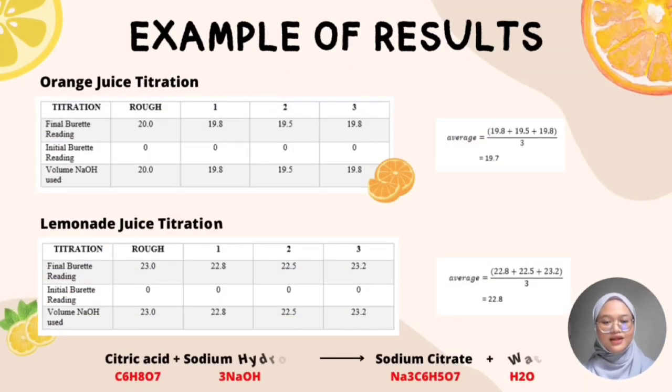And this is the example of results for orange juice titration and lemonade juice titration. The data show for the raw orange juice titration, we got the final burette reading and volume of sodium hydroxide used is 20 ml. For the first actual experiment, we got 90.8 ml for the final burette reading and volume of sodium hydroxide used. For the second actual experiment, we got 90.5 ml. And lastly, we got 90.8 ml. And the total average for orange juice titration is 90.7 ml.